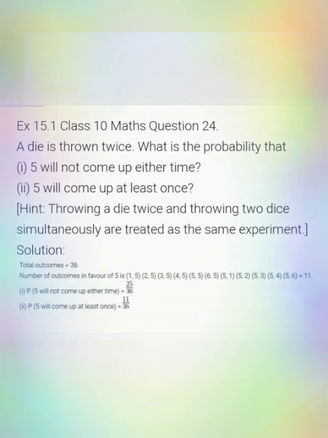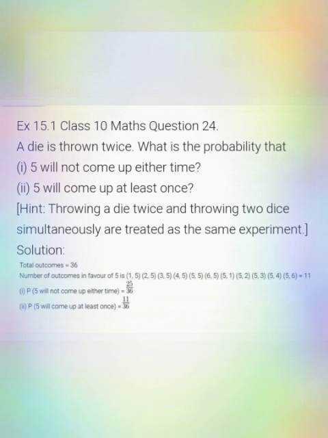That is nothing but 1 minus 11 by 36, or otherwise, in 11 outcomes 5 is present, so 5 will not come up in the remaining outcomes. The remaining outcomes means you have to subtract these 11 outcomes from 36 outcomes. 36 minus 11 is how much? 25. So the answer is 25 by 36. So for the first part, 5 will not come up either time, the answer is 25 by 36.